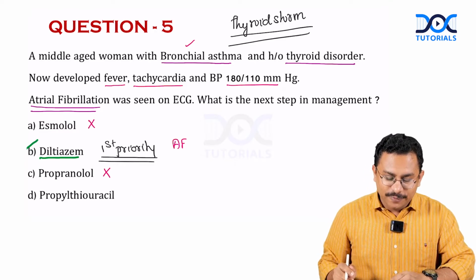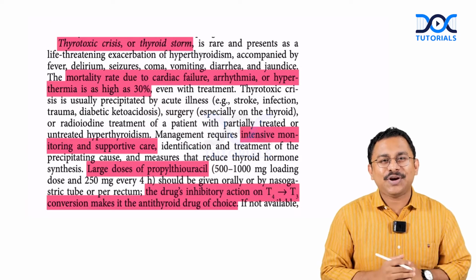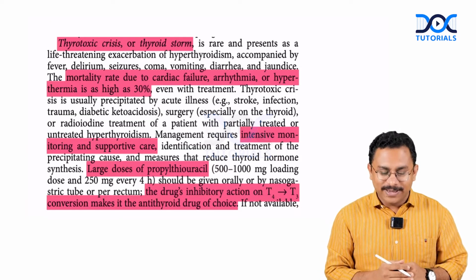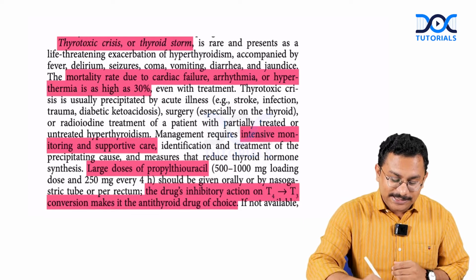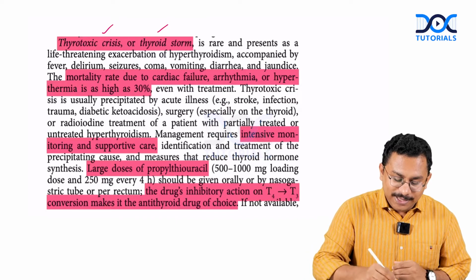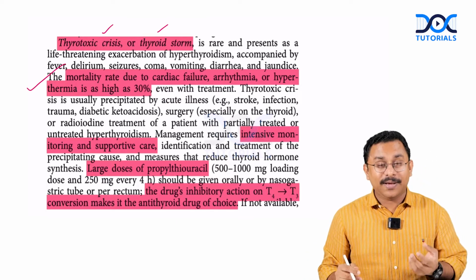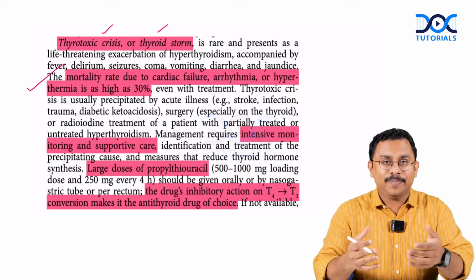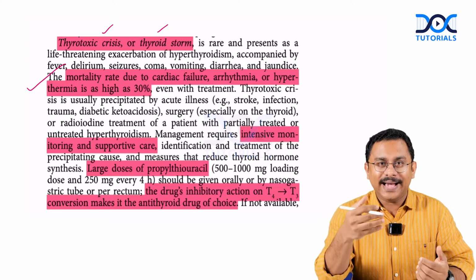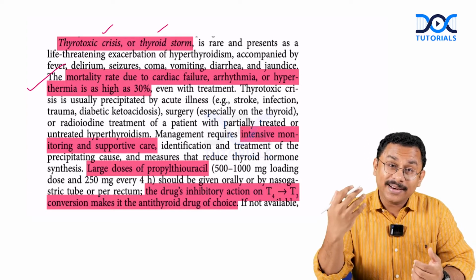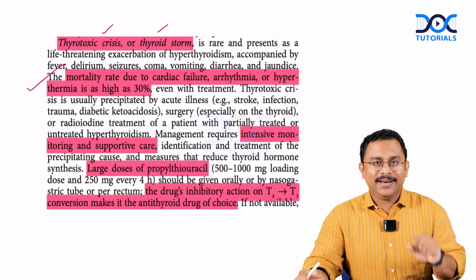Now if you just have a look at Harrison as well, this is a screenshot from Harrison's Textbook of Internal Medicine. In a thyrotoxic crisis or thyroid storm, the mortality rate due to cardiac failure and arrhythmia can be as high as 30%. So when a patient presents with a cardiac arrhythmia, the mortality rate is very high, so you've got to address that immediately.